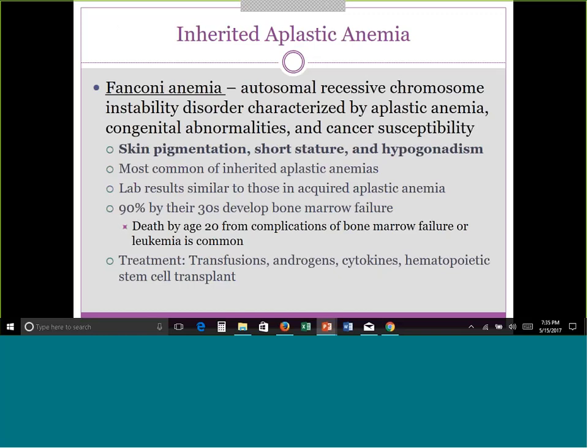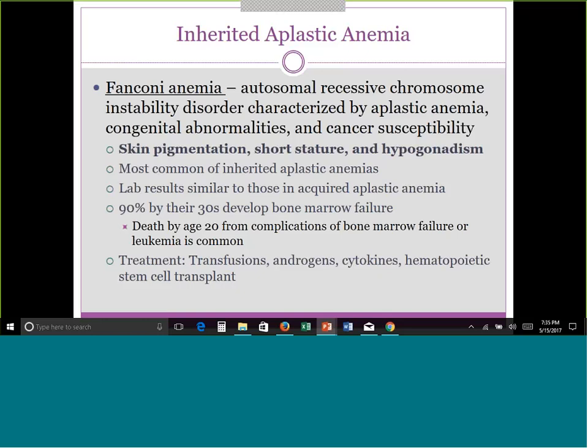All right, that was all acquired aplastic anemia. The inherited form of aplastic anemia is known as Fanconi's anemia. It is a recessive disorder. So again, you're going to see all those same signs and symptoms of aplastic anemia within Fanconi, along with a couple other congenital abnormalities. So you would see skin pigmentation, short stature, and hypogonadism all go along with this as well.